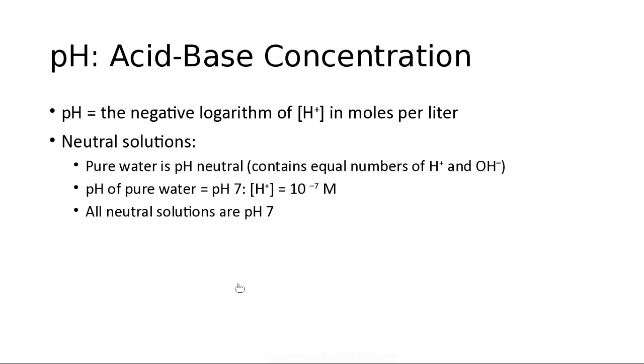pH is calculated by measuring the hydrogen ion concentration in moles per liter and then calculating the negative logarithm of that answer that you got for your hydrogen ion concentration. Neutral water has a pH of 7.